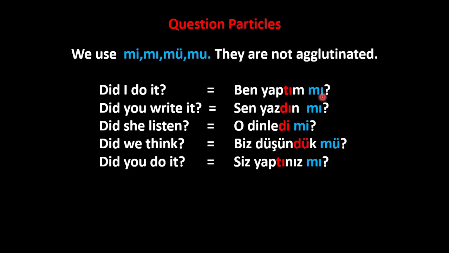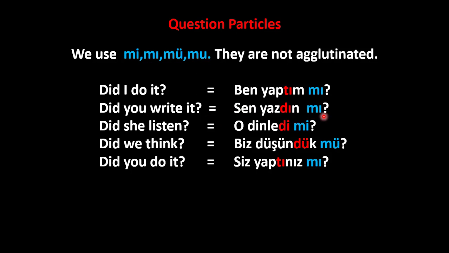This will tell us that you're asking a question. In some cases, the verb and the question particle are even swapped. So instead of saying ben yaptım mı, ben mi yaptım? Sometimes, especially in speaking, though it's not written like that. I just want to mention that for you to know. So the question particle is not used as a suffix, it is separate.